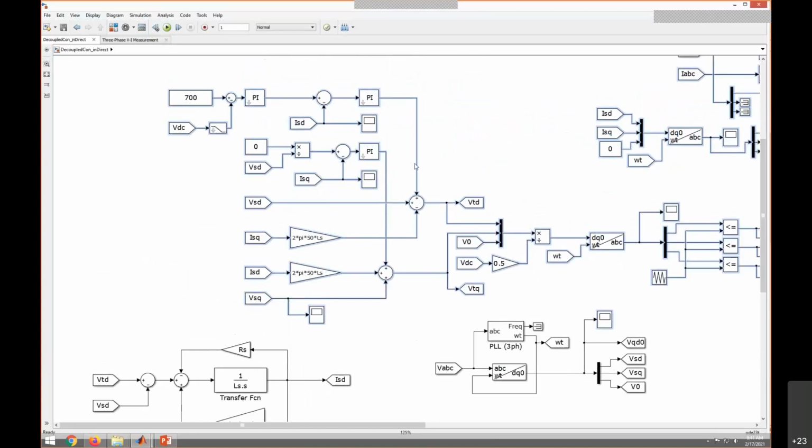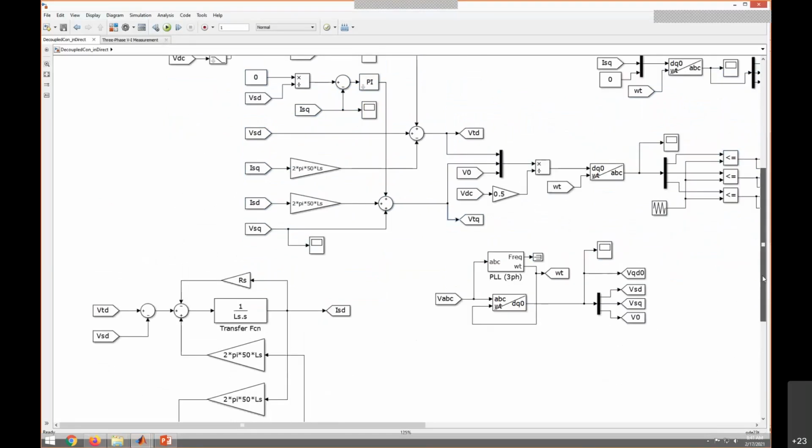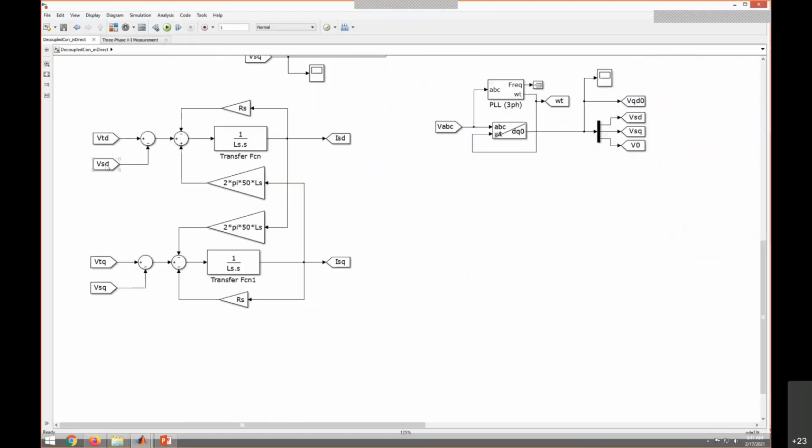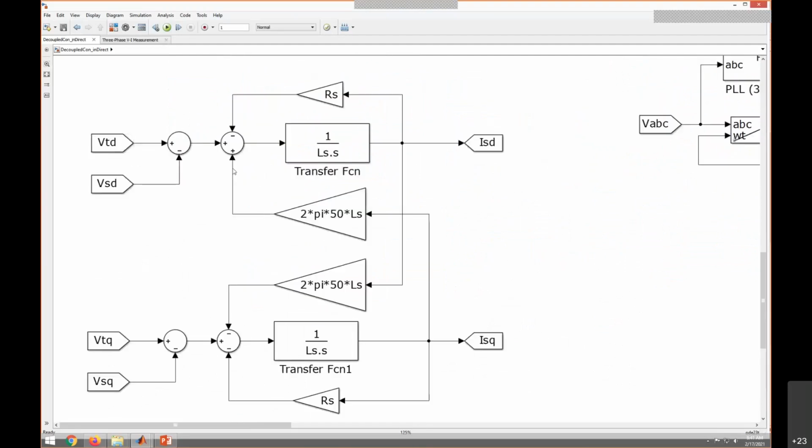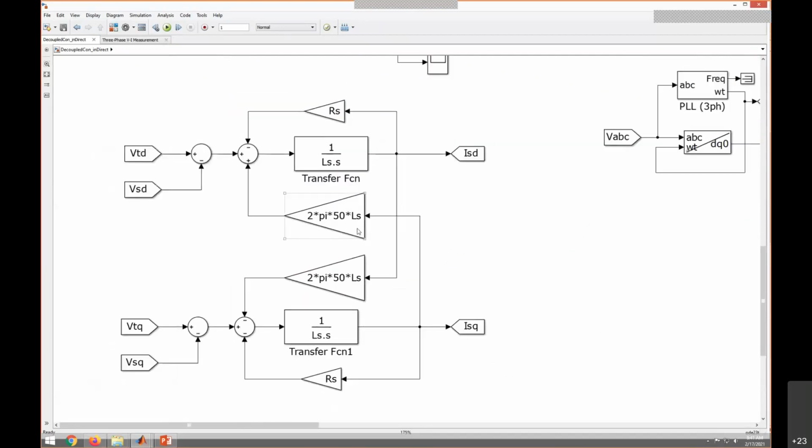Okay. So after this decoupling, just before this transformation into DQ, I label this as VTD and this as VTQ. So this is VTD and this is VTQ. Okay. So next step is VTD minus VSD, and we need to do this mathematics: RS, ISD into RS, ISD into 1 by LSS, and this is the transfer function, and again this is omega AC, 2 pi omega LS.